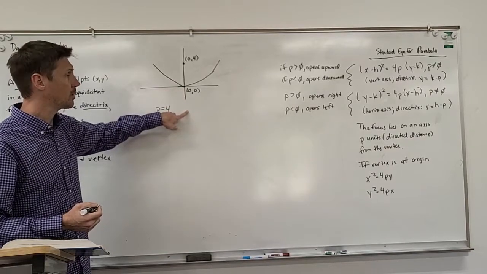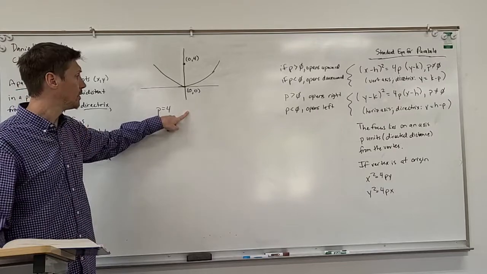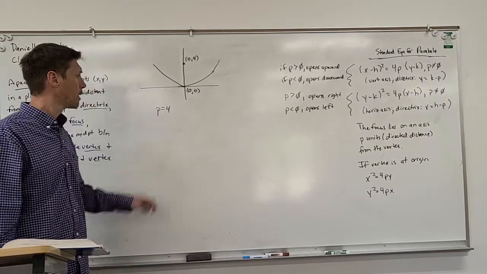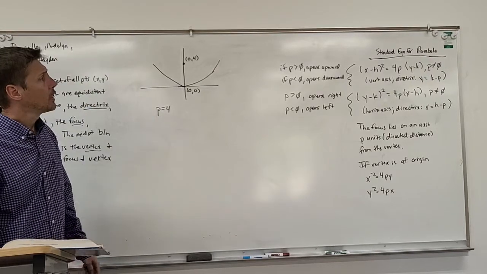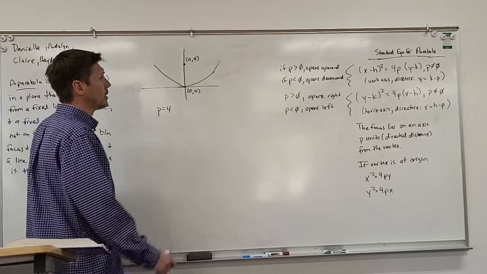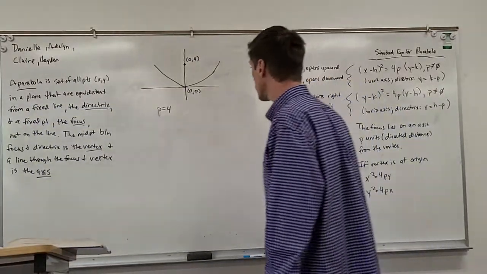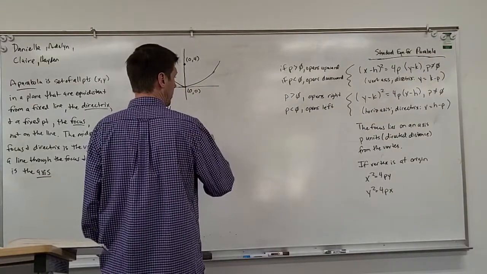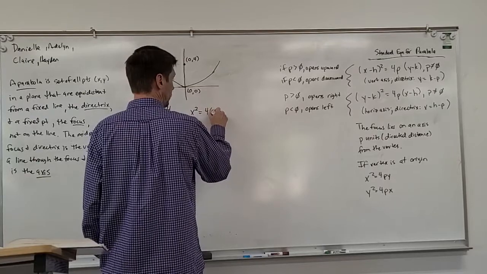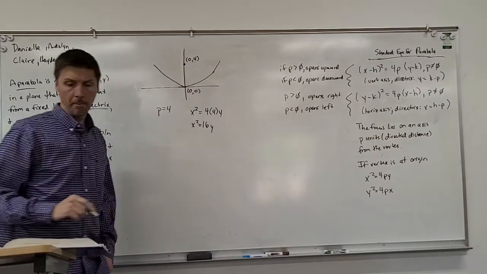If it had been 0, negative 4, then it would be negative 4 minus 0, and we'd have a negative value for p, right? So p is going to equal 4, and so we have everything that we need for our equation, right? We can use this simpler form here and just say that x squared equals 4 times 4y, or x squared equals 16y.